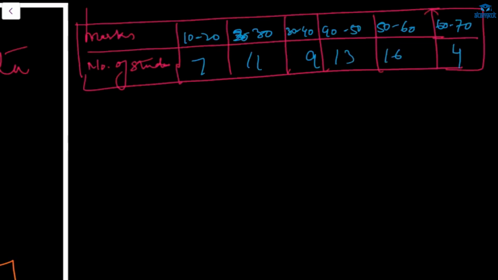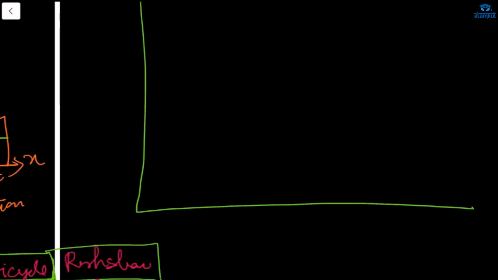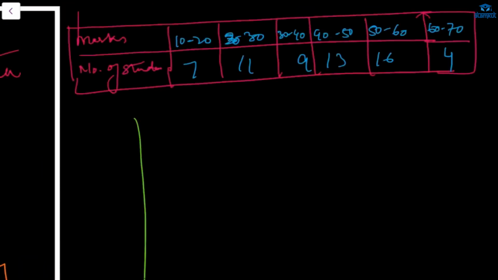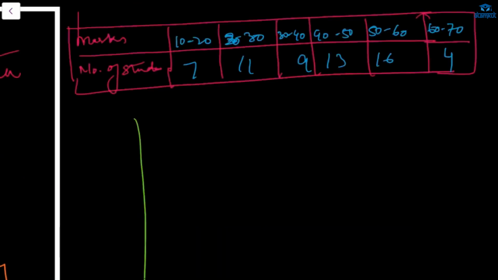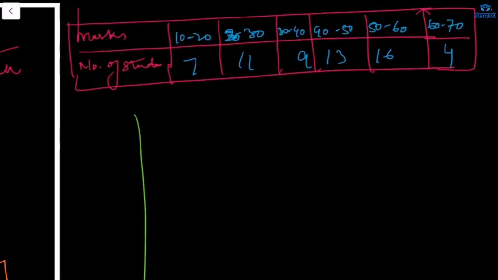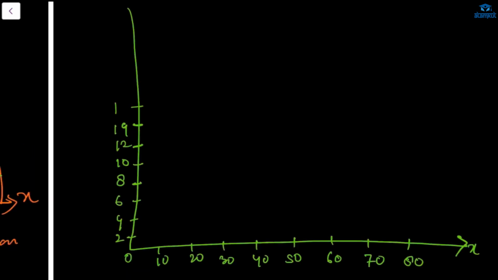Now, how are you going to represent the histogram? Obviously you have continuous data of marks. On the X axis, with a gap of 10, you can directly take 10, 20, 30, 40, 50, 60, 70, and 80. Now for the number of students, the maximum is 16, so you can take a gap of 4 or just 2. You can take 2, 4, 6, 8, 10, 12, 14, depending on the space you have. If you have enough space, you can write 0, 1, 2, 3, 4, 5, 6 and represent all the values.